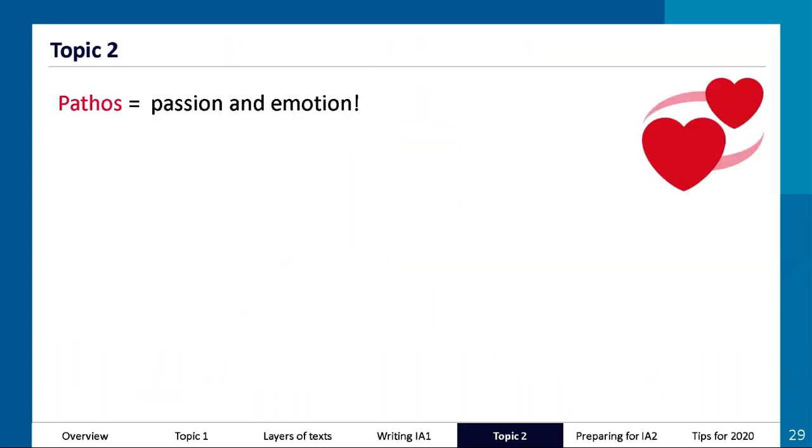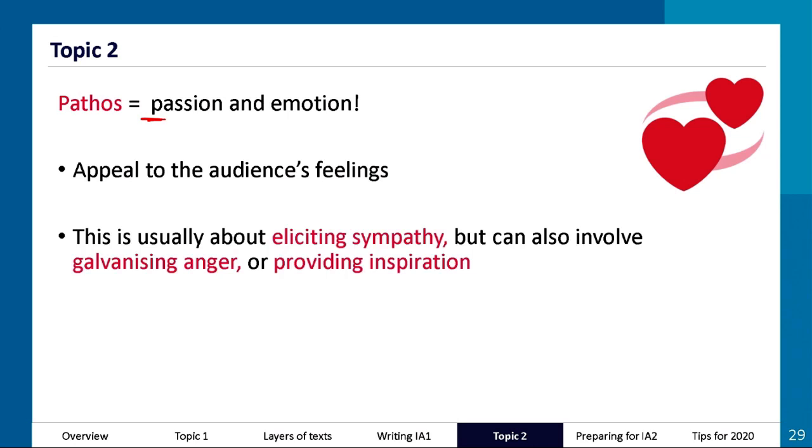The first one is pathos, which is P for passion and emotion. This is about appealing to the audience's feelings and their emotional states. So typically this will be about eliciting sympathy, so you might tell a really sad story about someone who was affected by this issue to open your speech, or you might galvanize anger or provide inspiration and basically manipulate or persuade your audience to believe and think what you want them to think and feel.